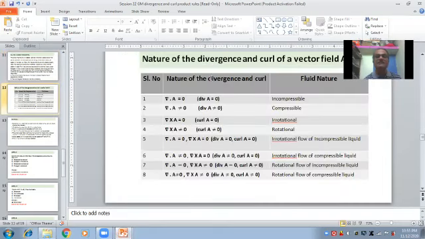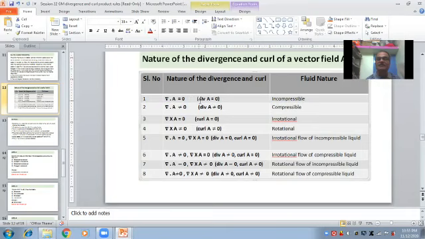So next, the nature of divergence and curl of a vector field A with respect to some fluid, and these are the different situations. Suppose del dot A equals 0, that means the divergence is 0. Then that kind of fluid is called an incompressible fluid. If the divergence is 0, then the fluid will be moving straight away without any divergence, then it is called an incompressible fluid. And if the divergence is not 0, then this is called a compressible fluid.